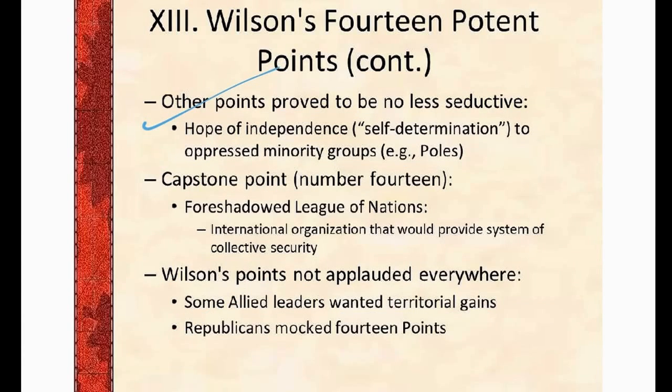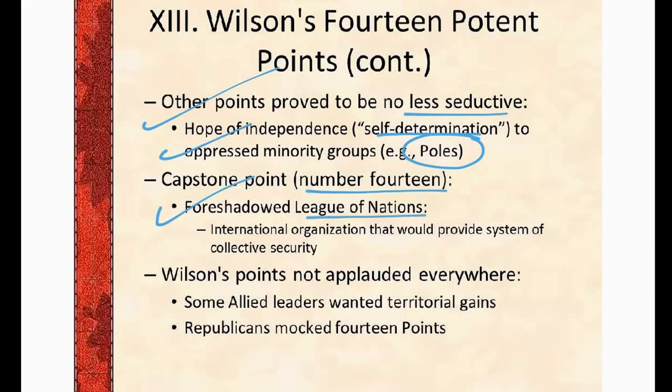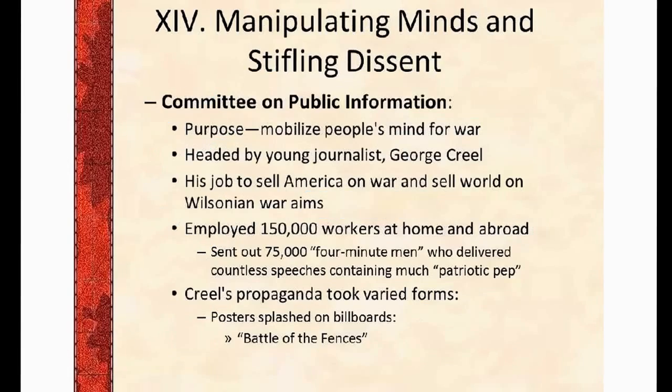Other points proved to be no less seductive. The hope of independence or self-determination to oppressed minority groups such as the Polish people was very popular. The capstone point, which was point number 14, foreshadowed the creation of the League of Nations, which would be an international organization that would provide a system of collective security. Wilson's points were not applauded everywhere. Some Allied leaders wanted territorial gains, and Republicans mocked the 14 points.